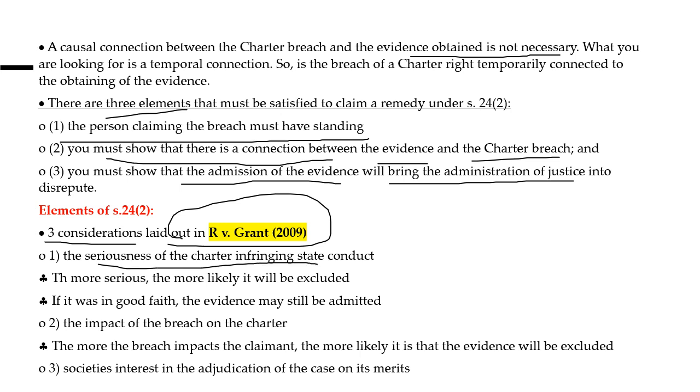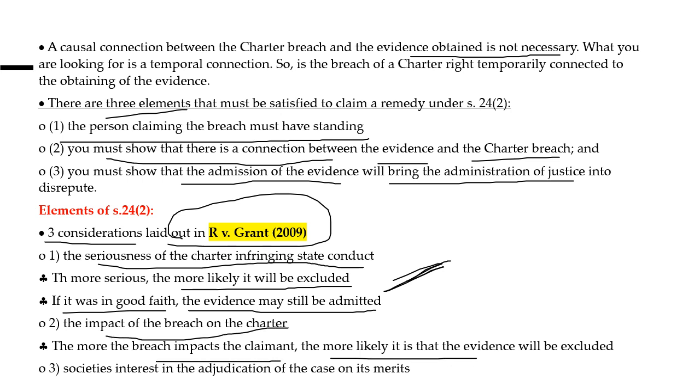The seriousness of the Charter infringement and state conduct: the more serious, the more likely it will be excluded. This is an important line: if it was in good faith, the evidence may still be admitted. Impact of the breach on the Charter-protected interests of the claimant: the greater the impact on the claimant, the more likely the evidence will be excluded.